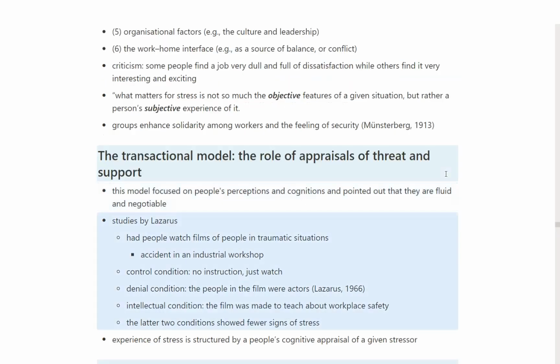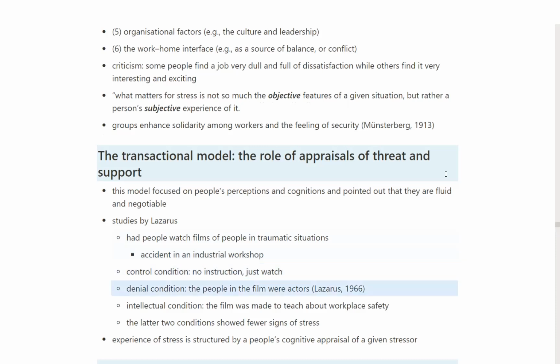There are studies by Lazarus and colleagues. They had people watch films of people in traumatic situations, something like an accident in an industrial workshop. I think the man in the film lost his arm or leg during work, and then there were 3 conditions. In the control condition, there was no instruction. Participants were just told to watch the film of people in a traumatic situation.